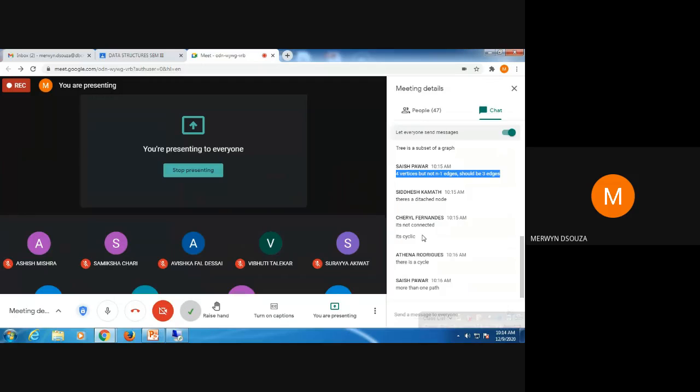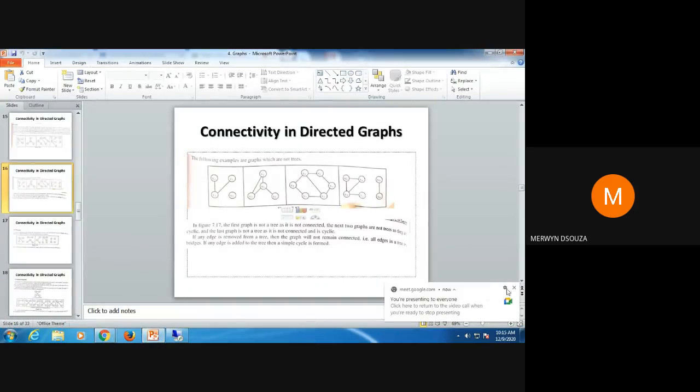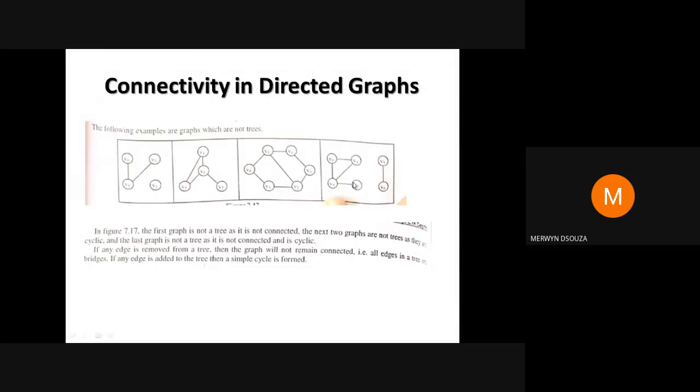Yeah, it is cyclic. There is a cycle. Okay, there is more than a path. So there are many reasons. It need not be just one reason, but at least if you find one reason, it is enough. There's no need to find all the reasons. You have to find at least one reason. Okay, so I think you all have got it. Let's move on.